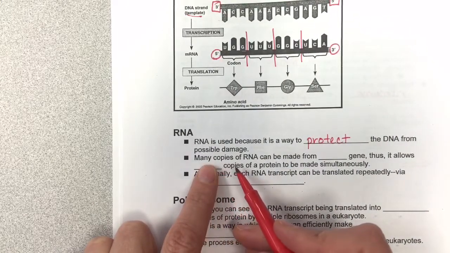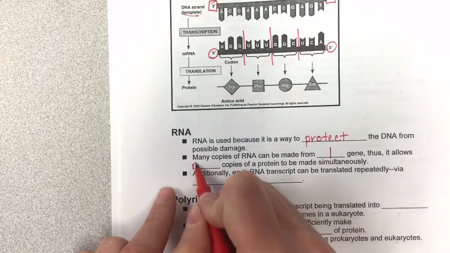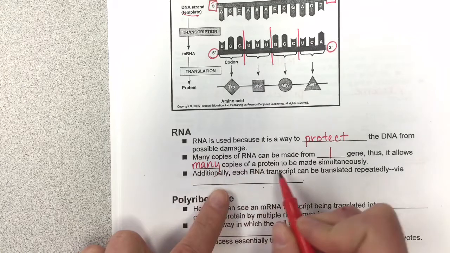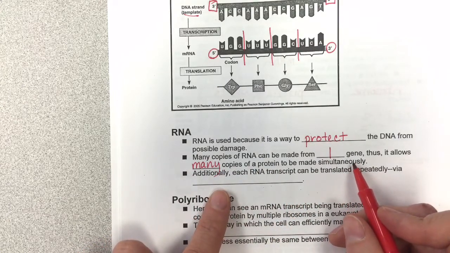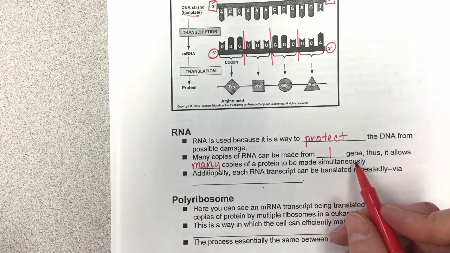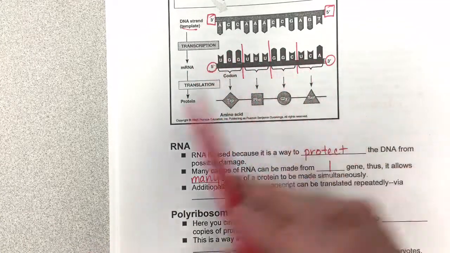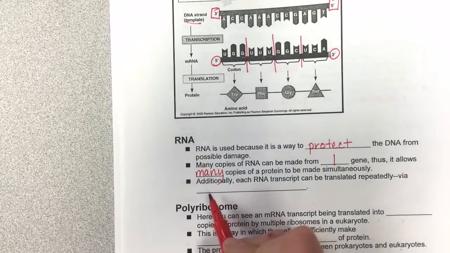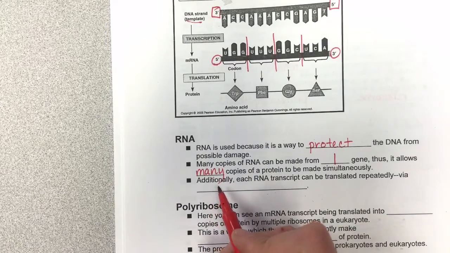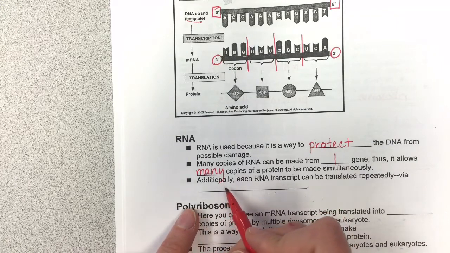Many copies of RNA can be made from one gene, thus allowing many copies of a protein to be made simultaneously. So when you're looking at one gene, it's not just made into one mRNA at a time. You can make many copies of mRNA from that one gene, and all of those copies go to a ribosome and make lots of protein at the same time. Another thing that increases the speed at which we can make proteins.